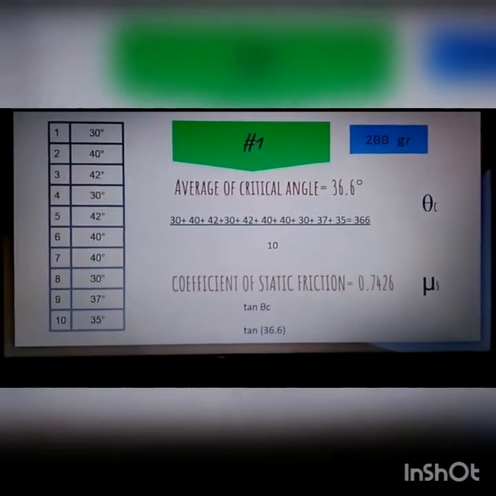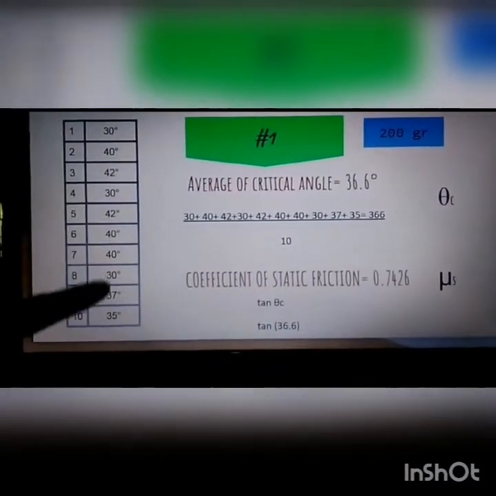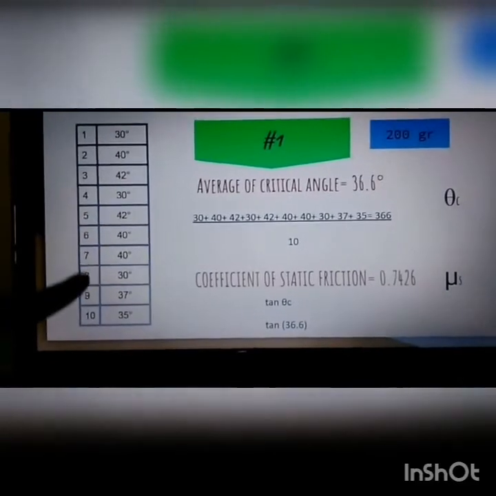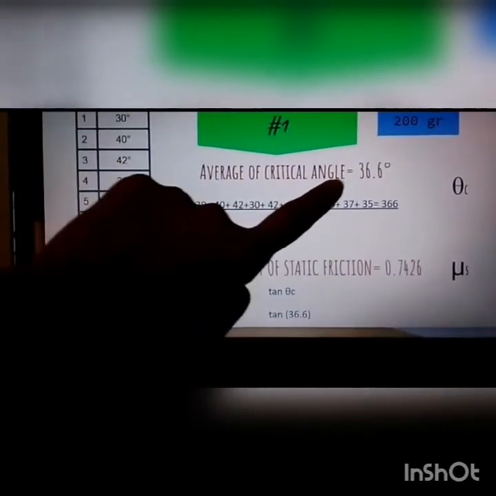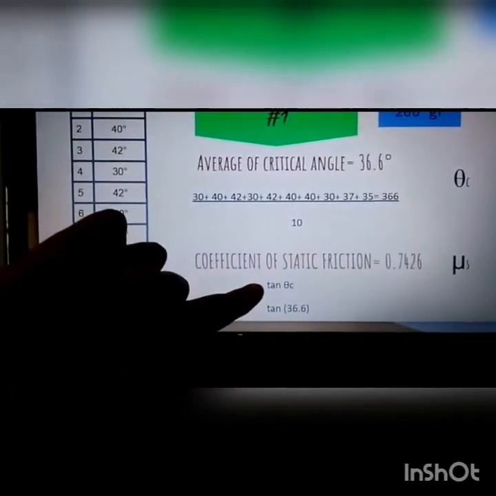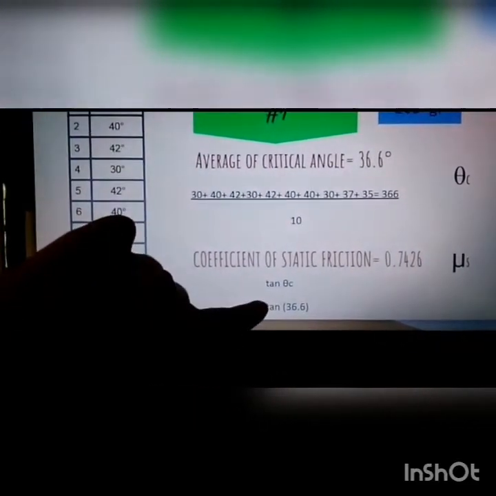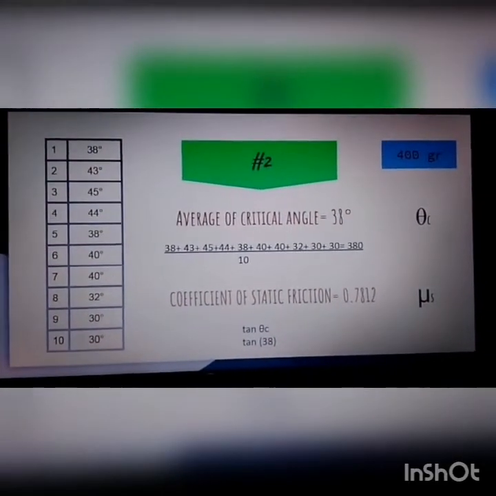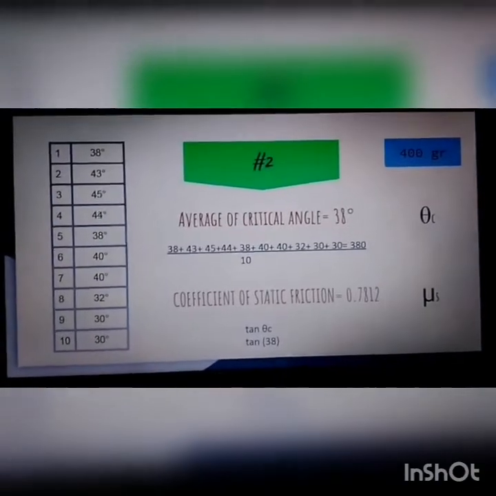Now, based on the results we got during the experiment, we are going to calculate the average of the critical angle and the coefficient of static friction. For the first try, using 200 grams, we got these angles, and then we add them all and divide by 10, which is the number of angles. And this shows the average, which is 36.6. And now, using the tangent of the critical angle, we can get the coefficient of static friction, which in this case is 0.7426.